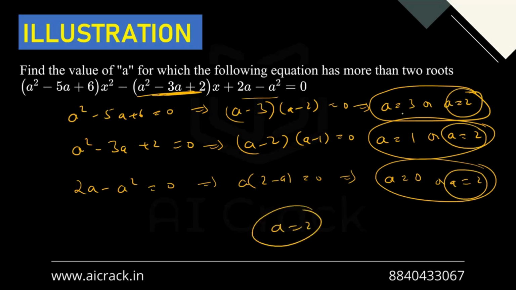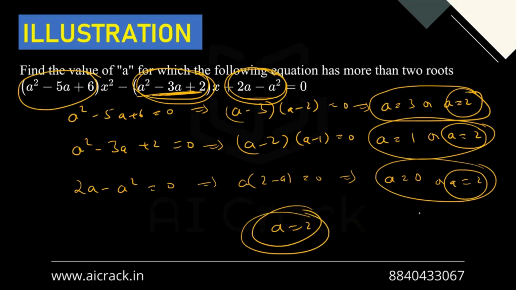Why can't a equals to 3 be answer? Because when we put 3 value over here, it would become 0, but this won't become 0, this won't become 0. So we have to choose a value of a such that these coefficients and this constant number all become 0 simultaneously, right? That is the value a equals to 2 over here, right?